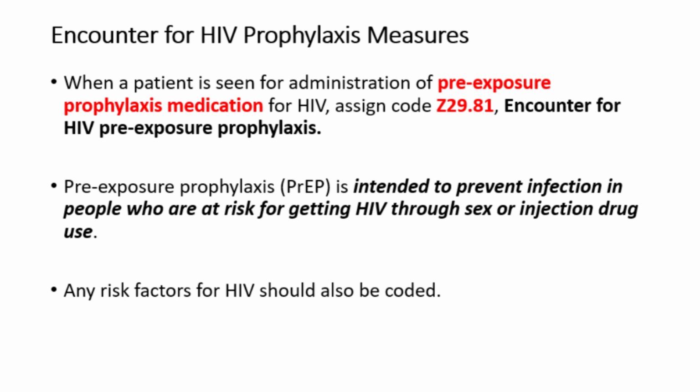When a patient is seen for administration of pre-exposure prophylaxis medication for HIV, assign code Z29.81, encounter for HIV pre-exposure prophylaxis. Pre-exposure prophylaxis is intended to prevent infection in people who are at risk for getting HIV through sex or injection drug use. Any risk factors for HIV should also be coded.